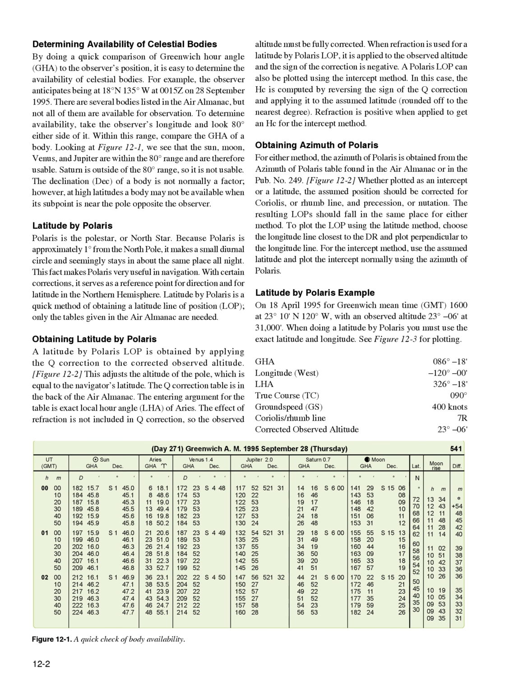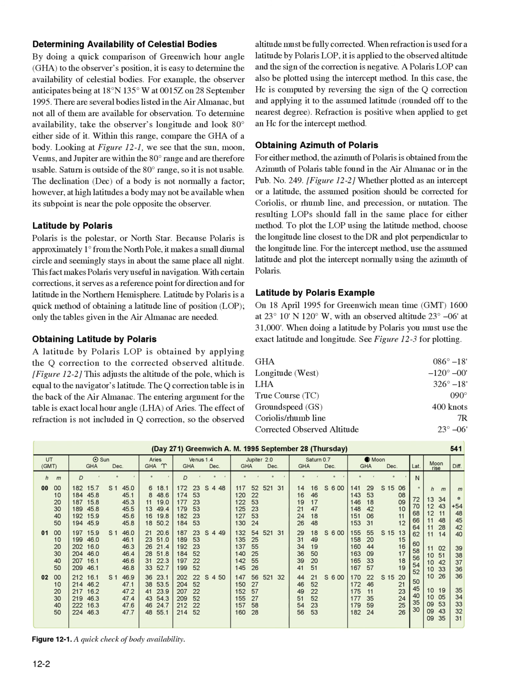Obtaining latitude by Polaris. A latitude by Polaris LOP is obtained by applying the Q correction to the corrected observed altitude, Figure 12.2. This adjusts the altitude of the pole, which is equal to the navigator's latitude. The Q correction table is in the back of the Air Almanac. The entering argument for the table is exact local hour angle, LHA, of Aries. The effect of refraction is not included in Q correction, so the observed altitude must be fully corrected. When refraction is used for a latitude by Polaris LOP, it is applied to the observed altitude and the sign of the correction is negative.